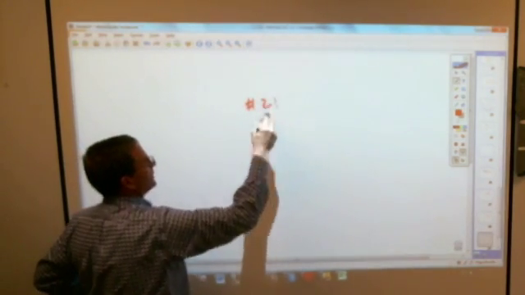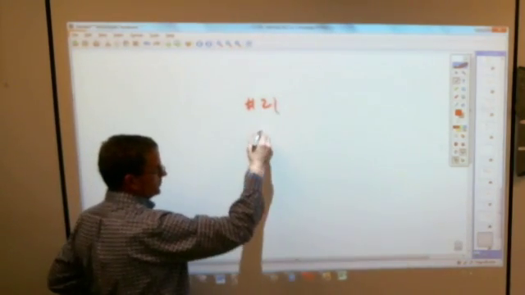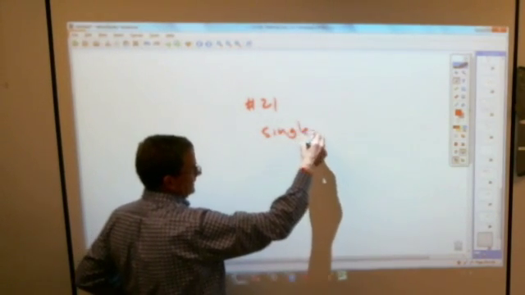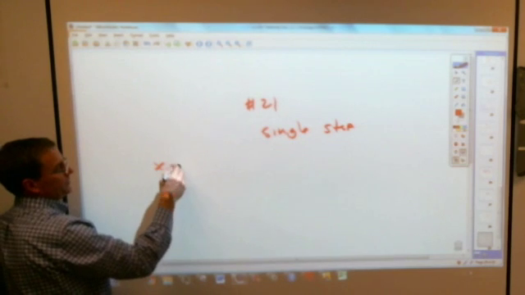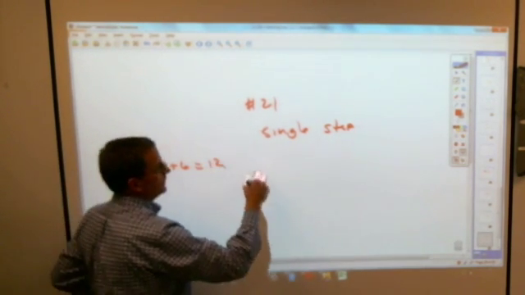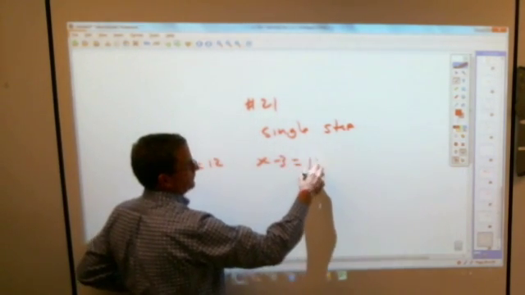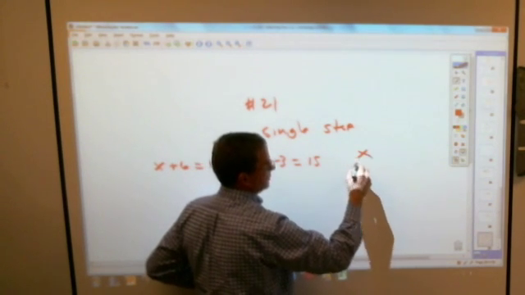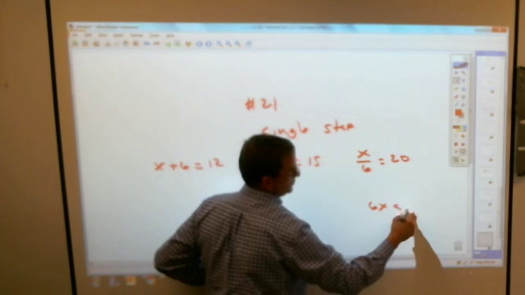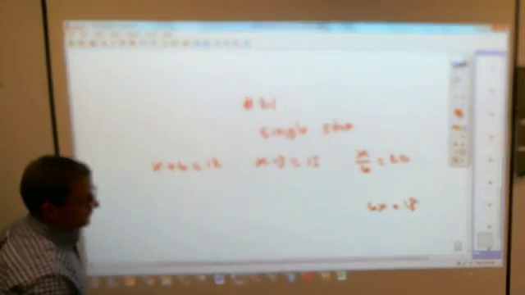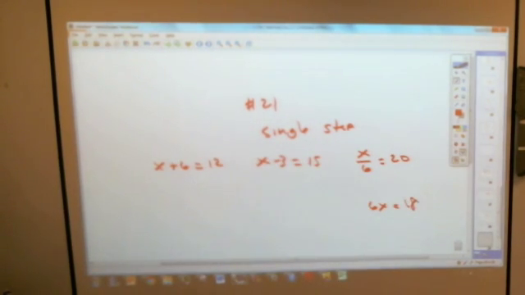Lesson number 21 is just single step equations. I will not spend hardly any time because this should be pretty easy. It's just this: x plus 6 equals 12, x minus 3 equals 15, x over 6 equals 20, and 6x equals 18. They are equations that you simply solve with just doing one step.